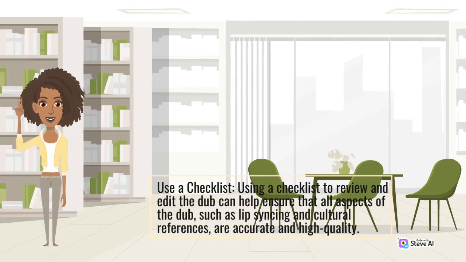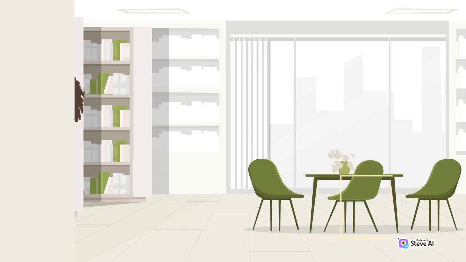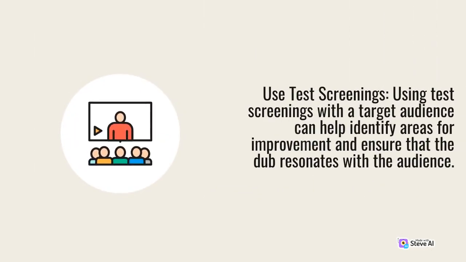Use a checklist. Using a checklist to review and edit the dub can help ensure that all aspects of the dub, such as lip syncing and cultural references, are accurate and high quality. Use test screenings. Using test screenings with a target audience can help identify areas for improvement and ensure that the dub resonates with the audience.